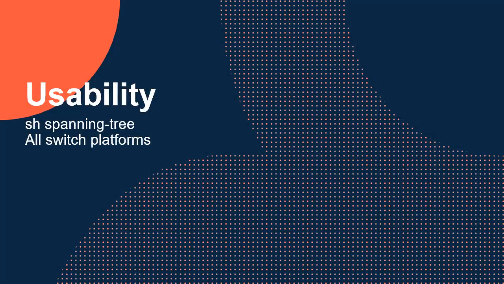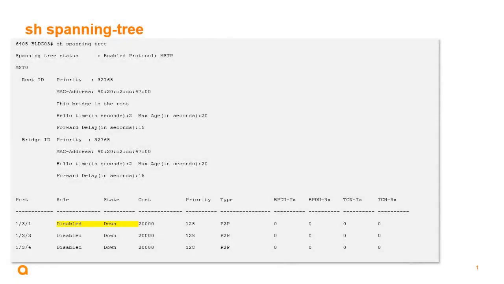So the next one up, usability for the output on show spanning tree, affecting all switch platforms. So let's have a look at this one. So what are the changes for the show spanning tree output? So if we type the show spanning tree command, then we get the output. And as I've highlighted in this snippet, where we've got role and state, prior to 10.9, this used to present itself as disabling and blocking. Now it's presented as disabled and down. So that is a new presentation that we have.